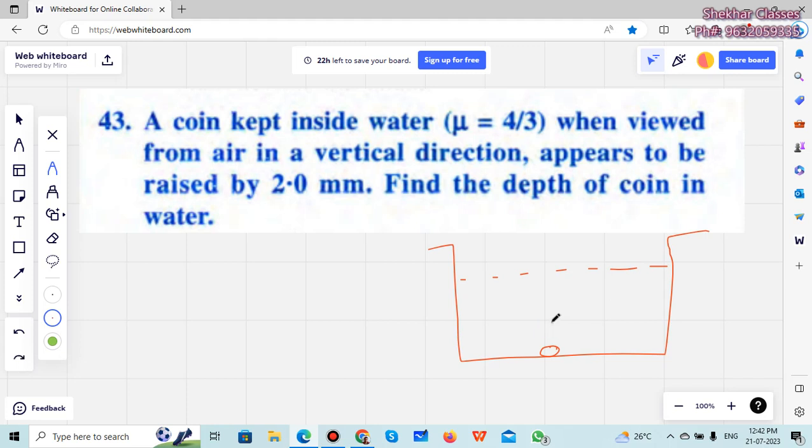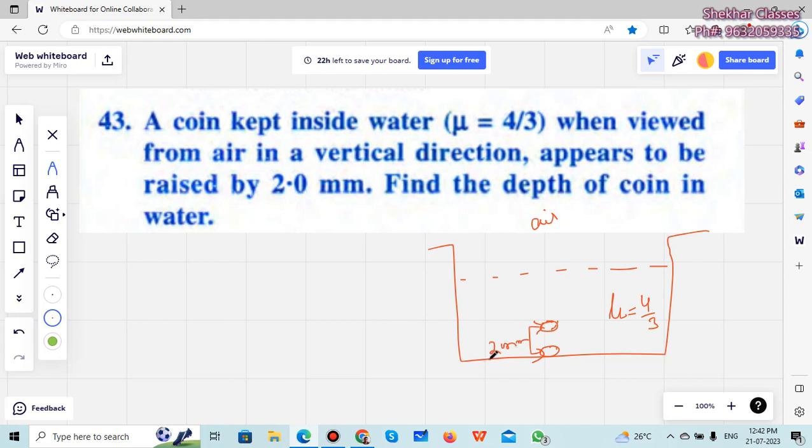Fine. Now this is the dotted line, which means it is not the actual one. The refractive index of this water is 4/3, and this is air. So it has been raised by 2 mm. So this distance is how much? 2 mm.